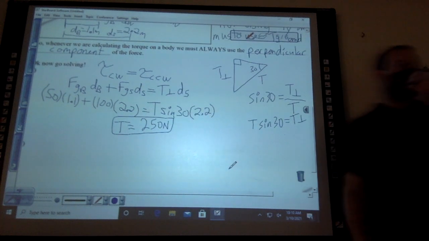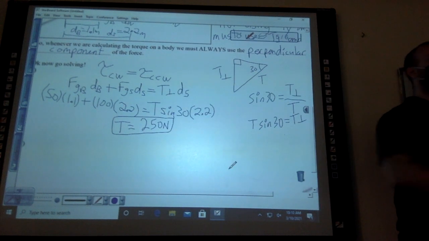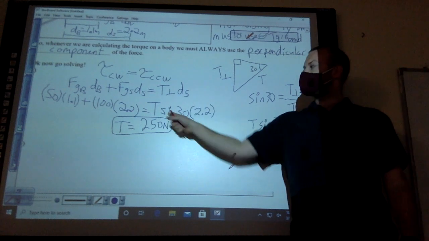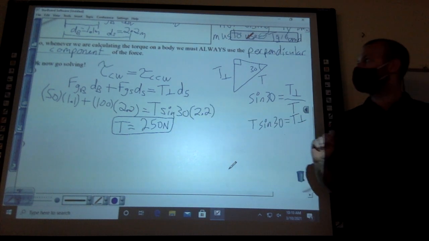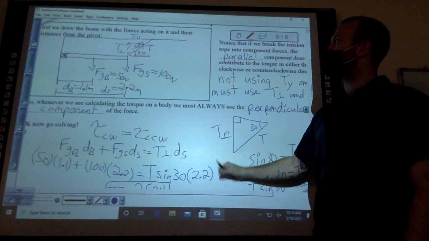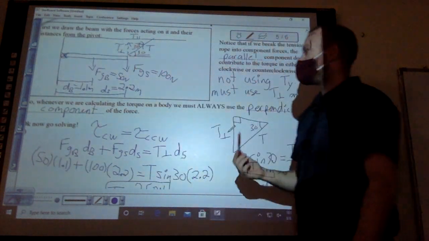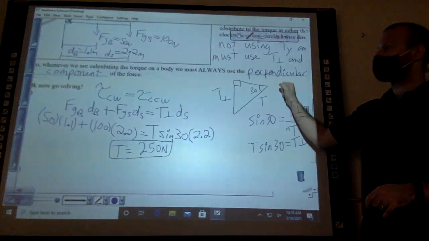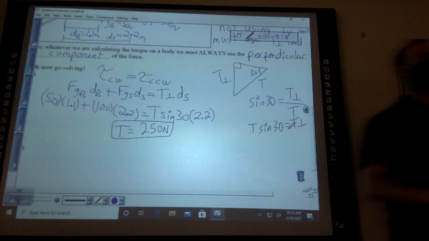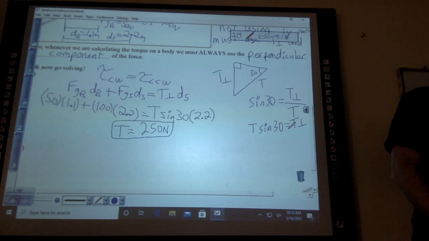So again, all we're doing is taking the stuff from yesterday, putting in a sine 30. Yesterday it was the same situation with T pointing straight up. Now we just added a triangle. Just like we keep doing, we take stuff from last year, add a triangle.